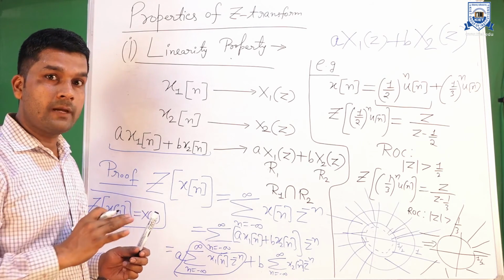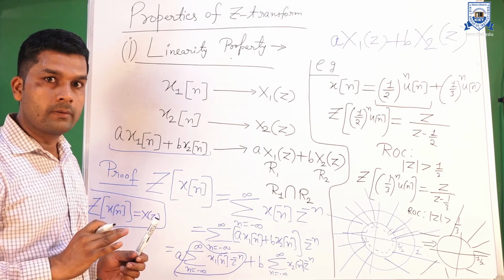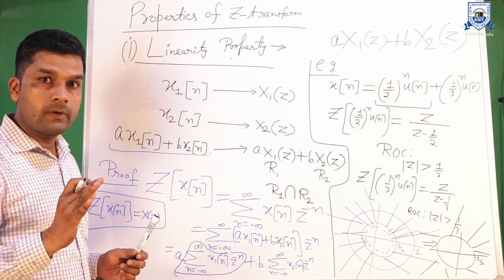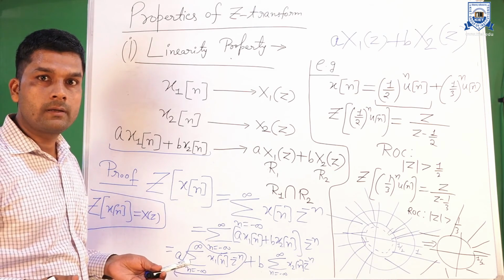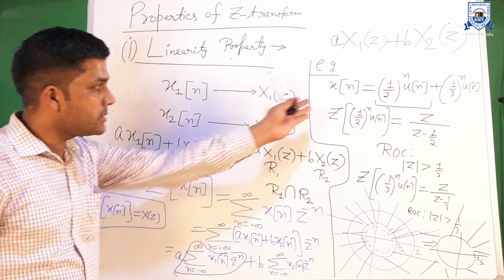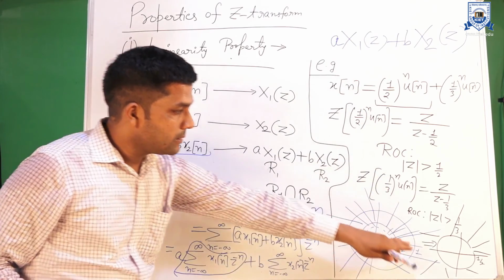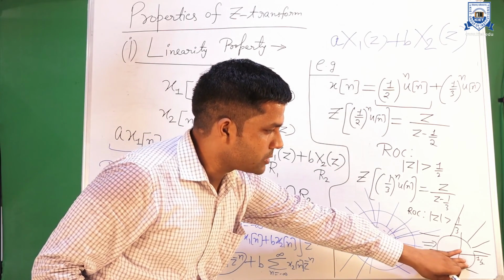In the previous lecture we have seen the Z transform of 1. The Z transform of 1 does not exist because the ROC of 1 does not exist. And the ROC of this sequence exists for mod z greater than 1/2.